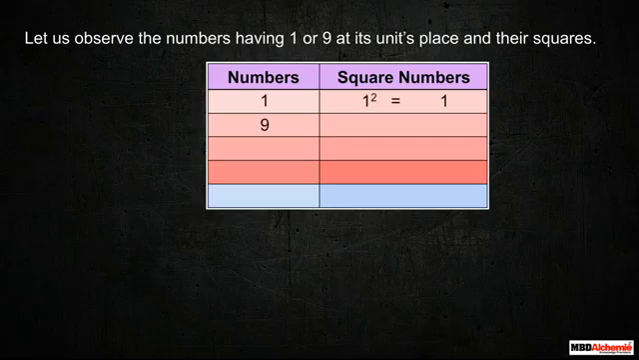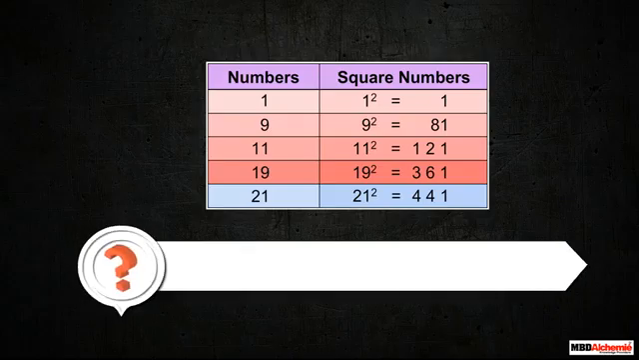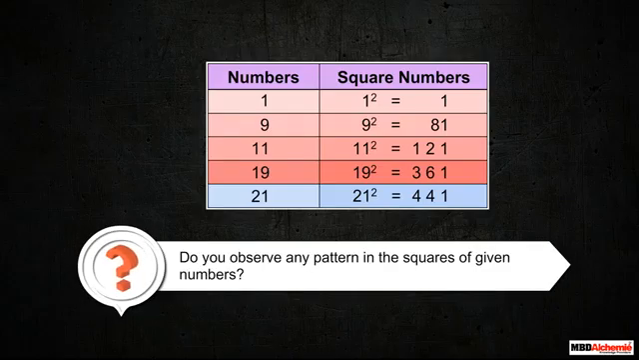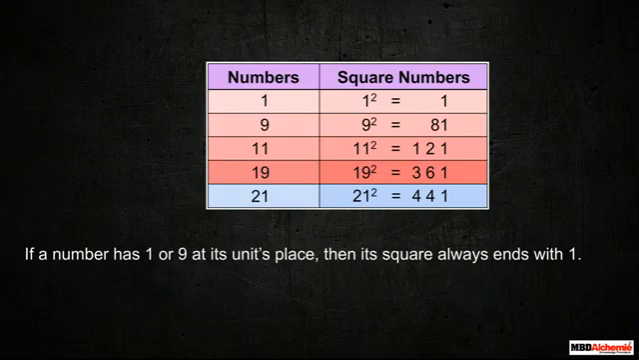Let us observe the numbers having 1 or 9 at its units place and their squares. Do you observe any pattern in the squares of given numbers? If a number has 1 or 9 at its units place, then its square always ends with 1.